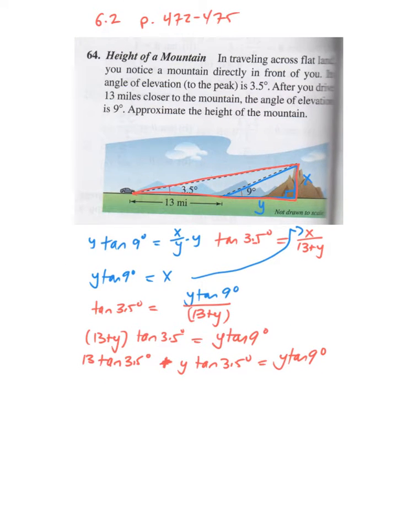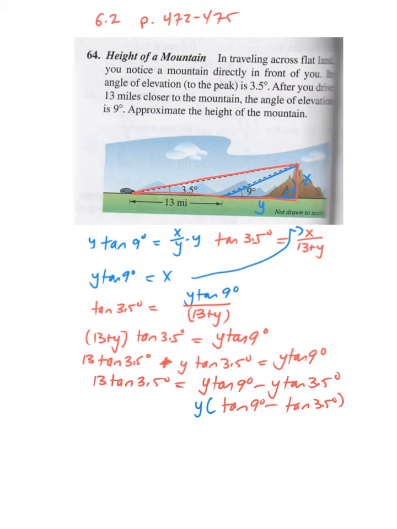So I'm going to subtract y tangent 3.5 from both sides, and I'm going to have 13 tangent 3.5 degrees is equal to y tangent 9 degrees minus y tangent 3.5 degrees. To isolate y, I need to factor out y on the right-hand side. So I'm going to get y times the quantity tangent 9 degrees minus tangent 3.5 degrees. Then I'm going to divide both sides of the equation by tangent 9 degrees minus tangent 3.5 degrees. Remember, that's just a constant.